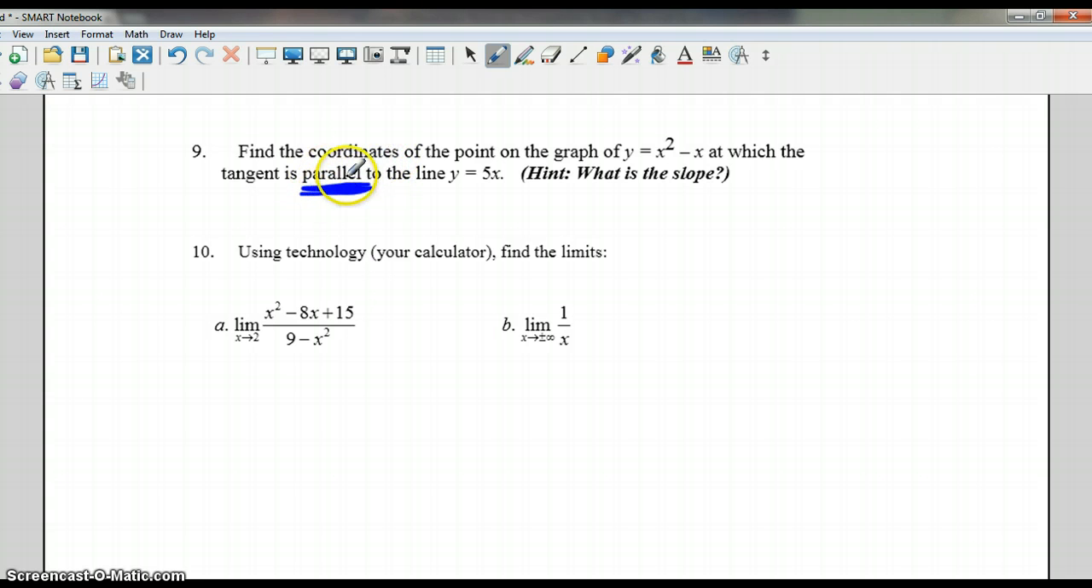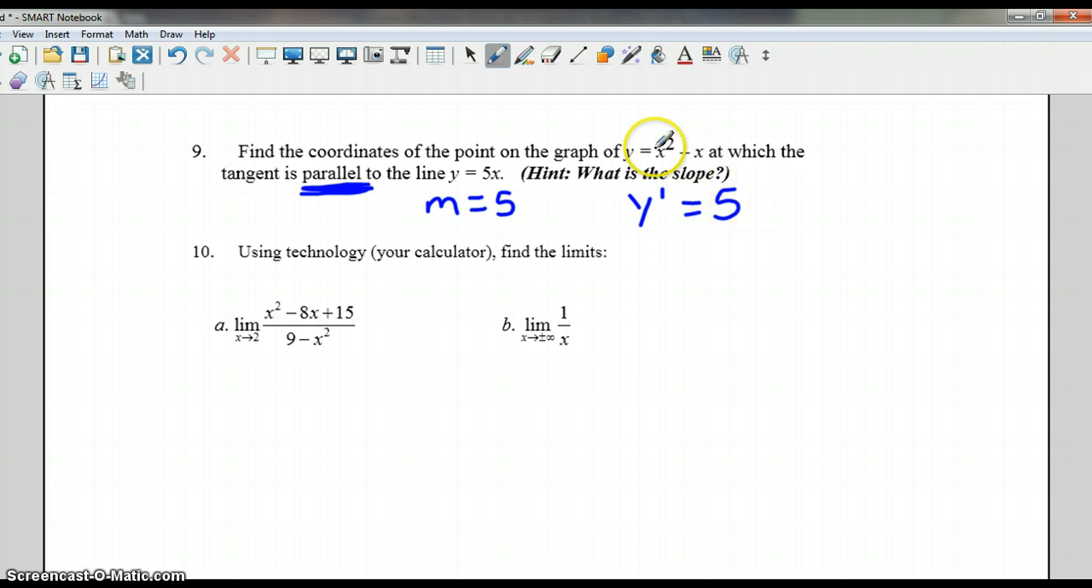If you're looking for a function to be parallel, keyword from Algebra 1, it means that the slopes have to be the same. If it's parallel to this line, and I know that my slope is 5 on this line, then I would want my slope to also be 5 for the tangent to this curve that we were asked to find. Since my slope is 5, that means I really want my derivative to equal 5.